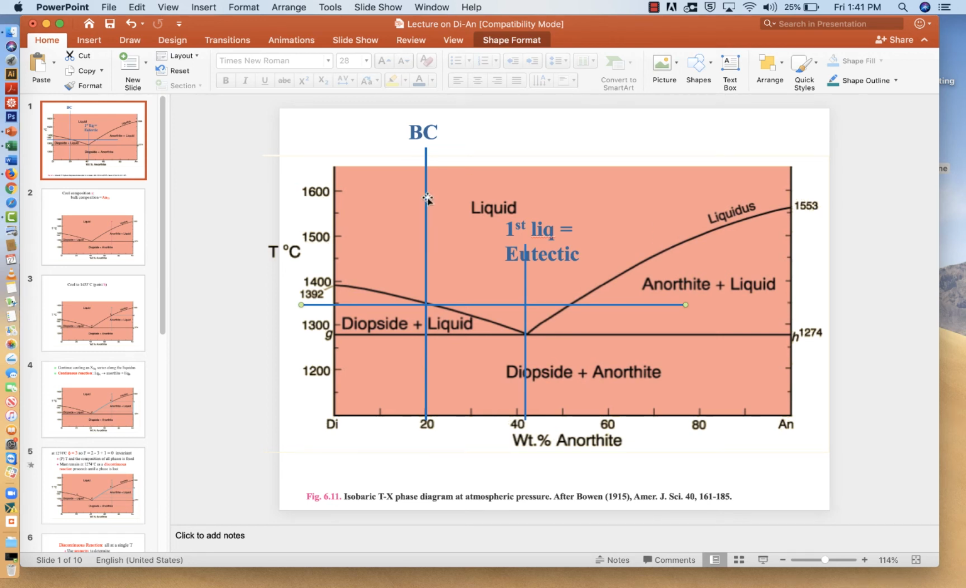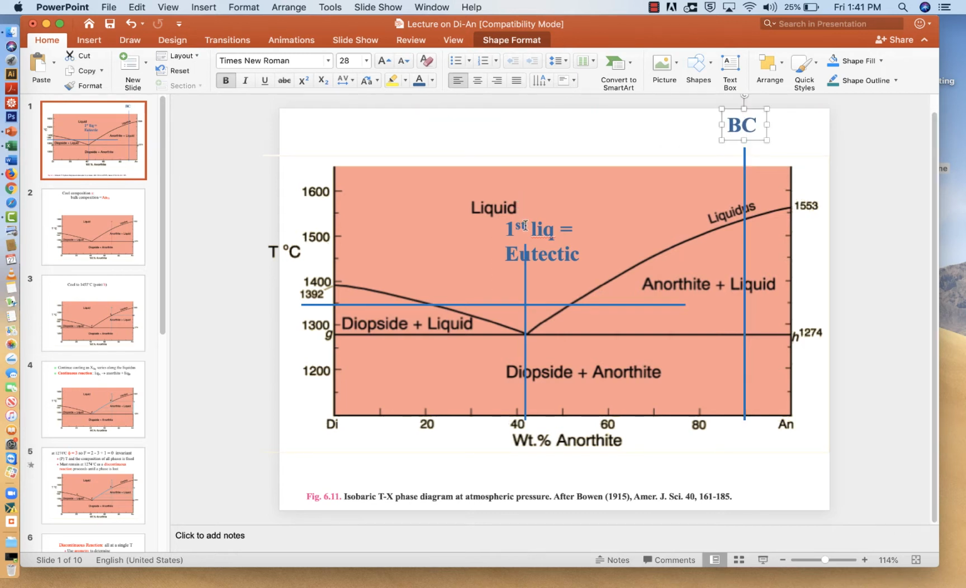Hi everybody, so in another video we looked at the bulk composition here at 20% anorthite. What if we take something that's over on the other side of the liquidus? Let's take something that is, I don't know, 90% anorthite. So we'll move our bulk composition here. So this is a very different kind of rock.